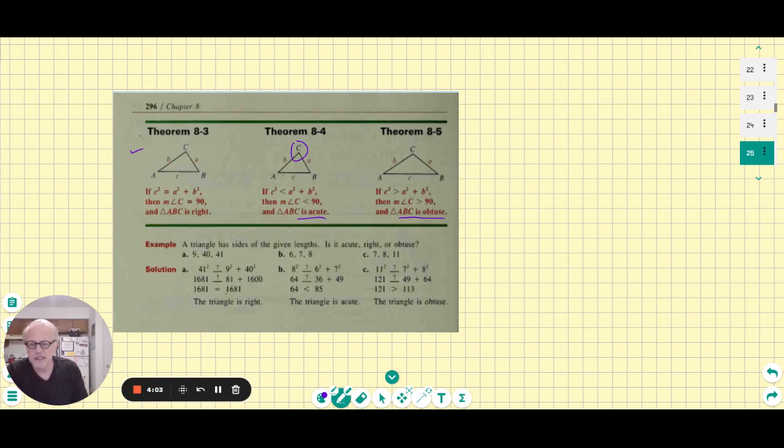So for the first one, 9, 40, and 41, we put those in. We use C as the longest. C squared, 41 squared, equals 9 squared plus 40 squared. And that is correct, and we have a right triangle. On the second one, 8 squared, compare that to 6 squared plus 7 squared. Well, as it turns out, C squared in this case is less than the sum of a squared plus b squared, so we have an acute triangle. And on the third part, C squared is bigger than the sum of the other two squares, and it's obtuse.